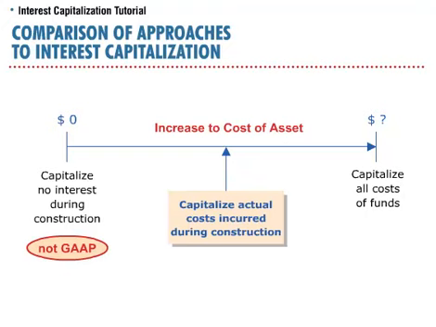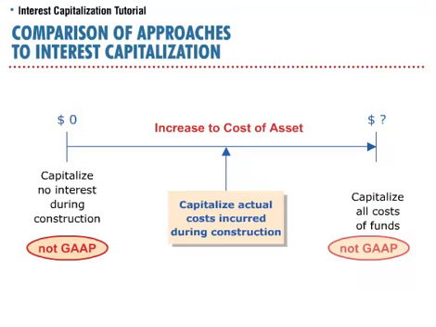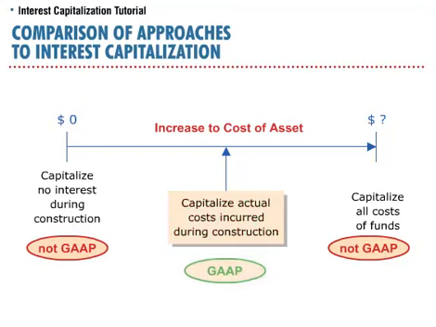The second possible method to account for interest during construction, charging an asset with all costs of funds employed, whether through debt or stock, is also not recommended by generally accepted accounting principles. The reason is that estimating the cost of equity is subjective and outside the historical cost framework. Capitalizing only actual costs incurred during construction is the approach recommended by GAAP.